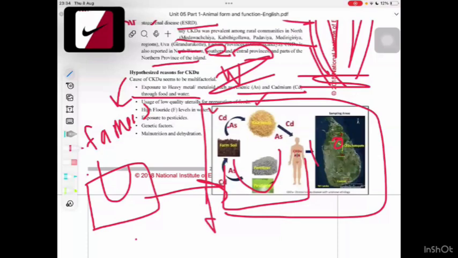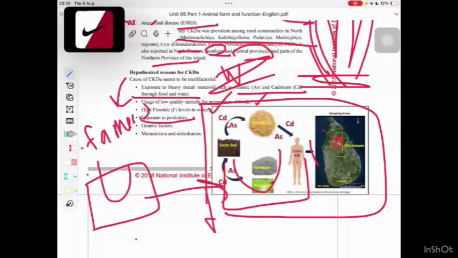High fluoride levels in water could also cause CKDU. Now, these are the hypothesized causes, because they have not actually confirmed that these are the causes which can cause CKDU, but these are the causes that we think could cause CKDU.